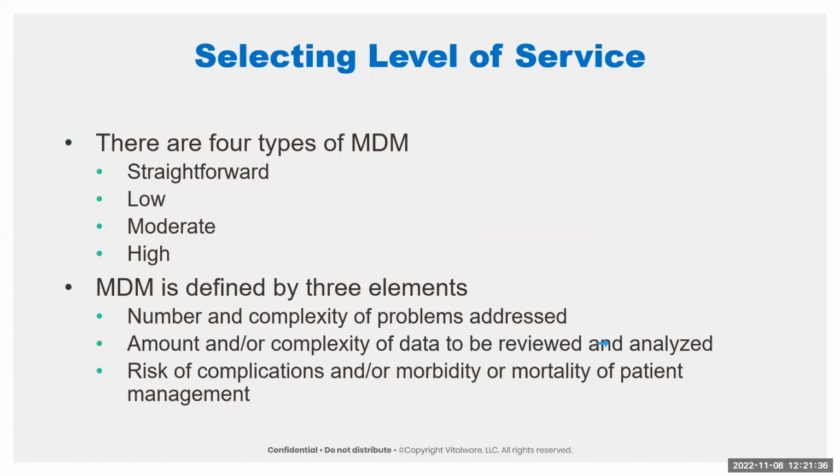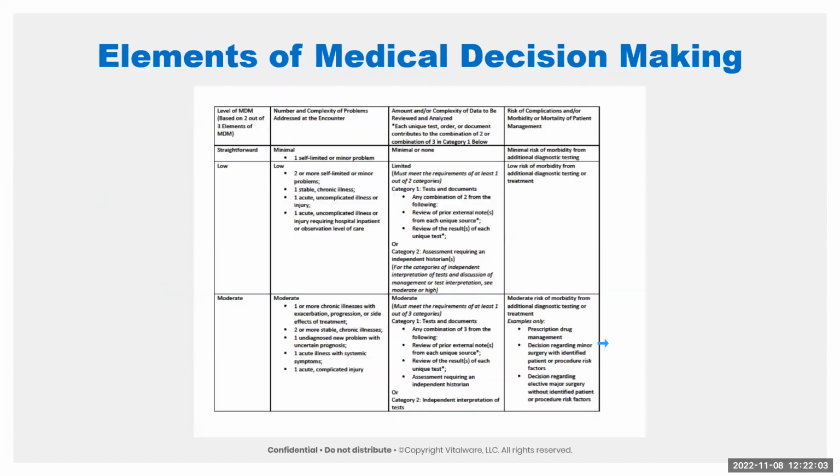So now there really are just 4 types of MDM: straightforward, low, moderate, and high. And the MDM is defined by 3 elements: the number and complexity of problems addressed, and the amount or complexity of the data to be reviewed and analyzed, and then the risk of complications and or morbidity or mortality of the patient.